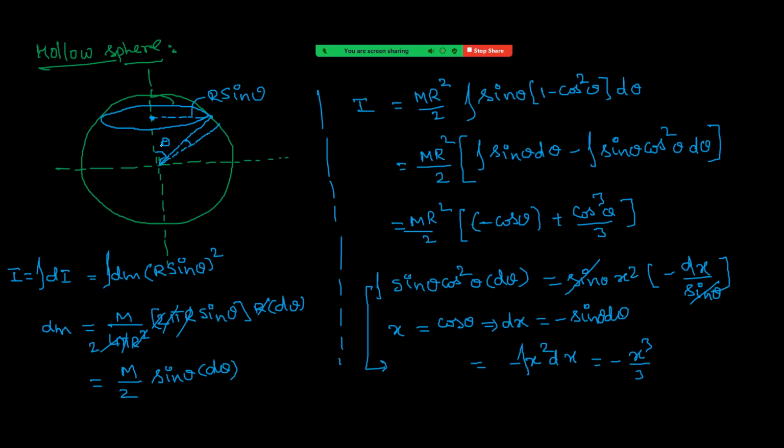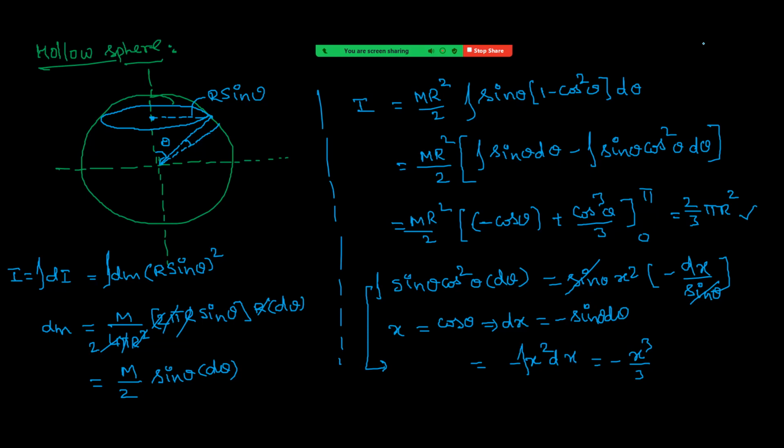Now take limits. Like this, we have to take all rings, from where to where? From 0 to 180, then we get all rings. So the limit is 0 to pi. Then how much is this value? After simplification, we are going to get 2 by 3. The remaining calculation you can do here. So 2 by 3 m r square. So the moment of inertia for a hollow sphere about any diameter is 2 by 3 m r square.